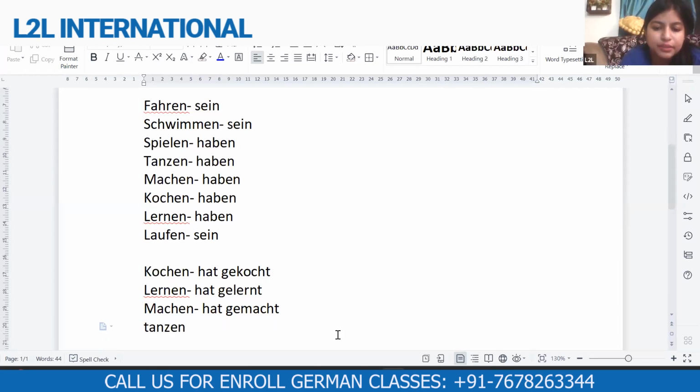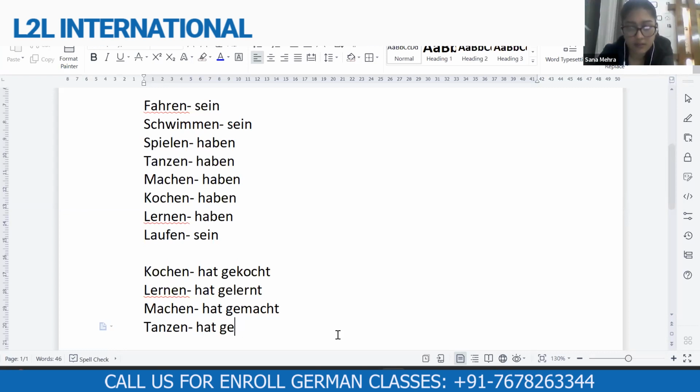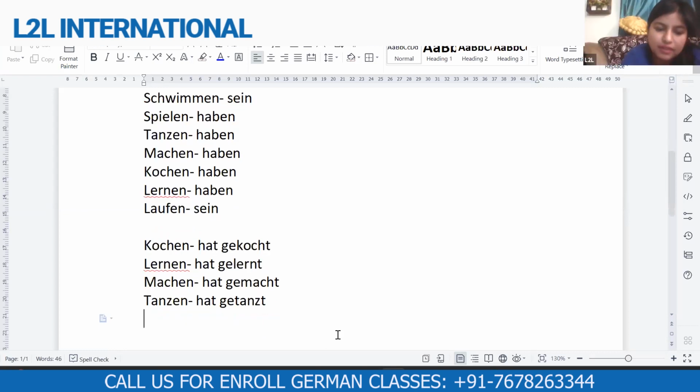Sana, tanzen bitte. Hat getanzt. Hat getanzt. Okay, laufen and schwimmen and fahren, they are irregular verbs, so the rule doesn't go here. Okay, hören, Samriddhi. Try to do for hören.